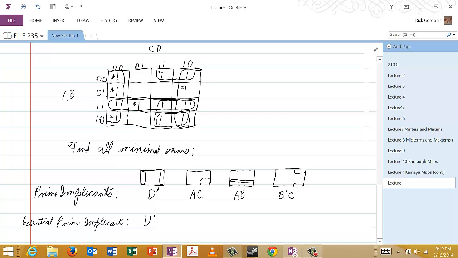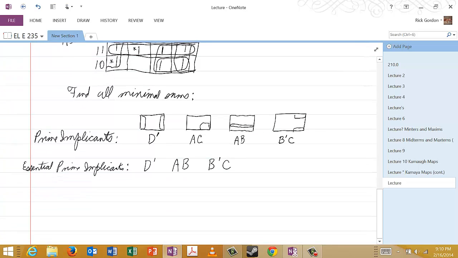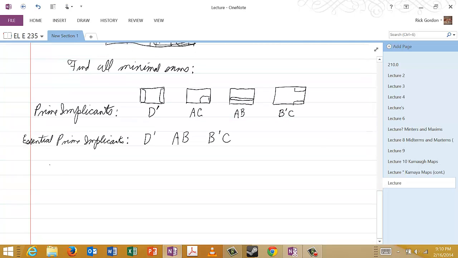Now let's go to AB. AB are these 4 cells, and there is an essential 1 cell there, so AB is essential. And finally, B prime C is these 2 cells along with these 2 cells, and there is an essential 1 cell there, so this is indeed essential as well. So we have B prime C. Now, minimal sums.